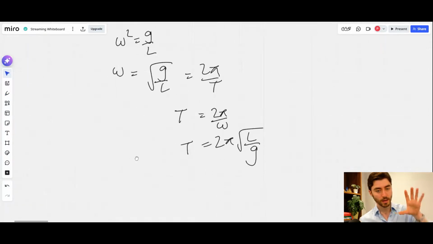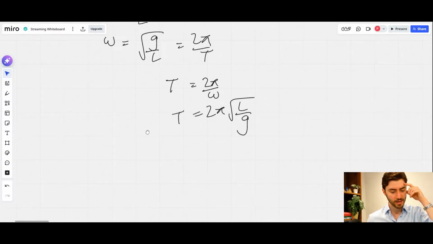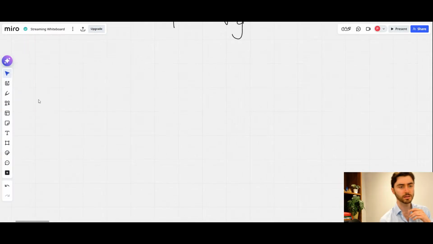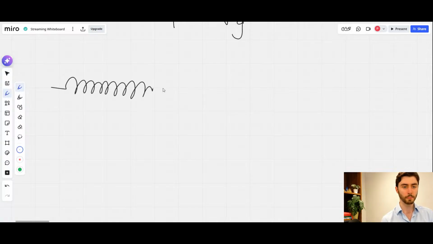So that is that. Then we also got the mass spring system, which is, so we've got like, I'm not going to do it vertically. I'm going to do it horizontally. Nope, lies. That's not what a spring looks like. So let's draw a spring, with a thing.